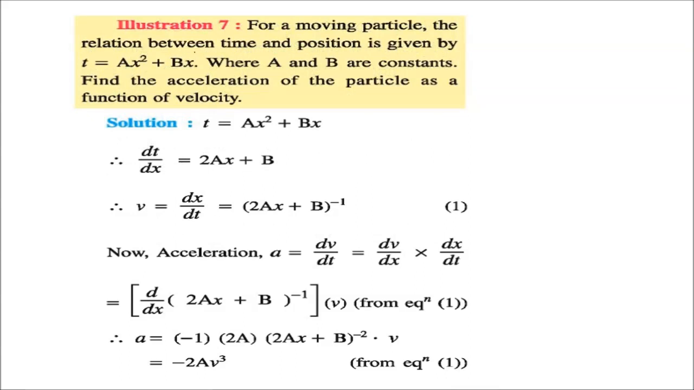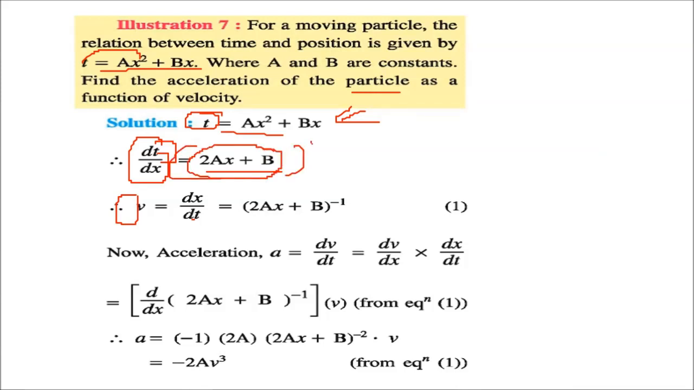Now for a moving particle, the relationship between time and position is given like this: t equals ax square plus bx. Please understand, the time is given in terms of x, not x in terms of time. Where a and b are constants, we have to find the acceleration of the particle as a function of velocity. So t is given like this. dt by dx is what? 2ax plus b. We are just differentiating it. But we know that the velocity is dx by dt, not dt by dx. So we have to invert it, take the reciprocal. When we take the reciprocal, it becomes the quantity to the power minus 1. So we have just inverted this, giving dx by dt.